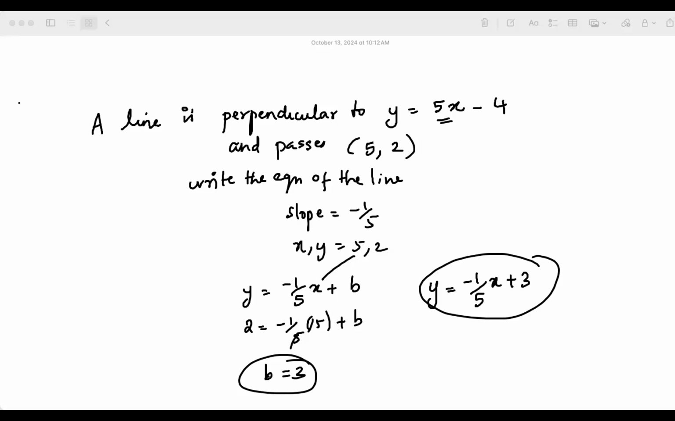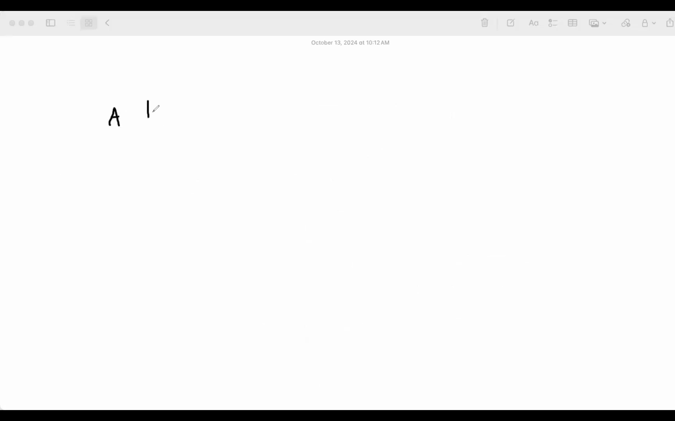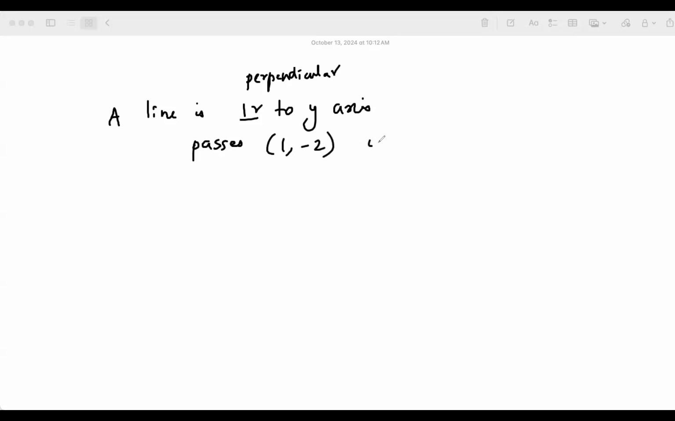Okay, let's see this one. So now you all know, maybe one more question I'll give. Adira, but you did not include the intercept. Did you see? Okay, now a line is perpendicular to the y-axis. This is perpendicular. It passes through 1 comma minus 2. Write the equation of the line.